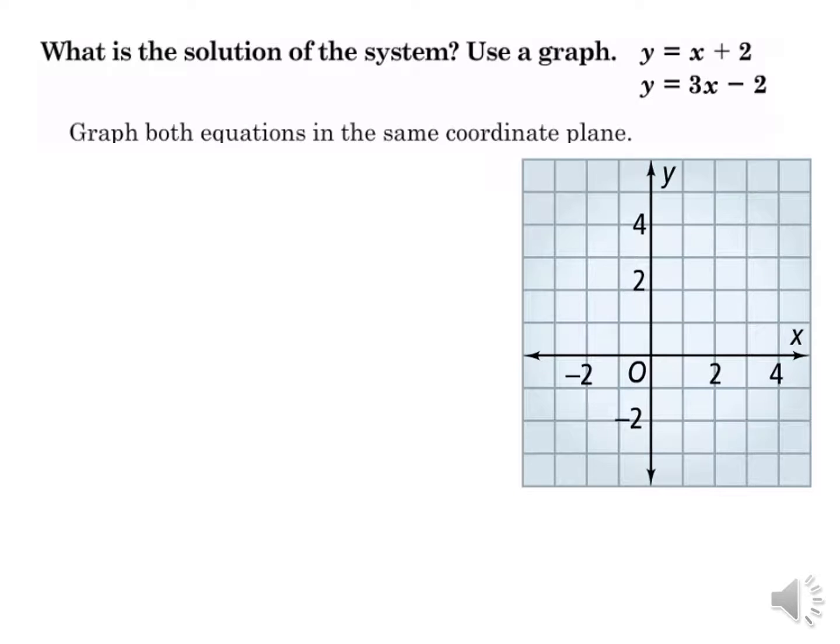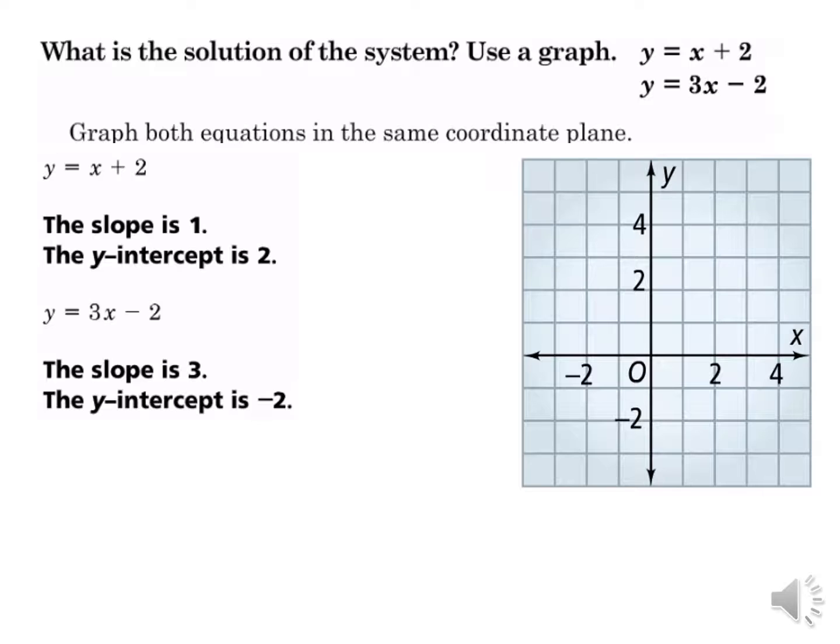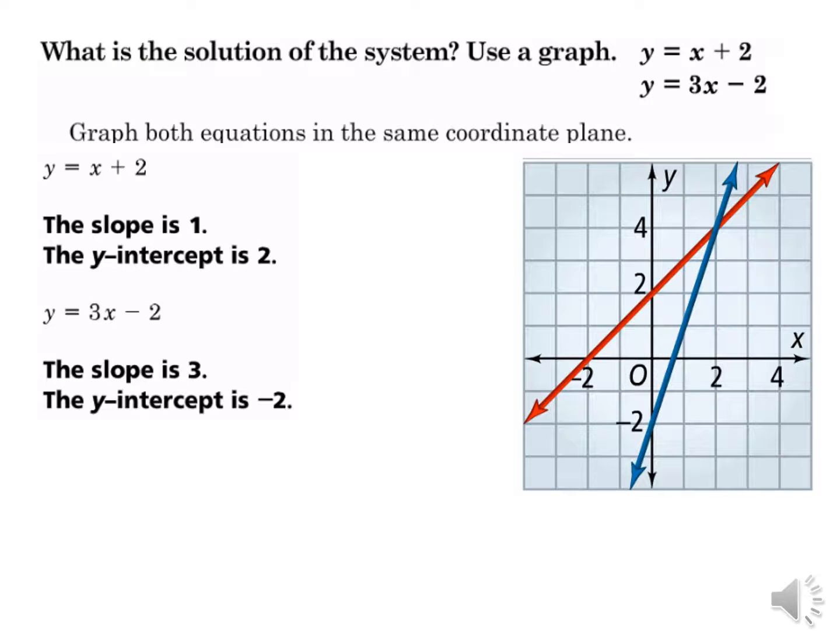What is the solution of the system? Use a graph. All right, here I have two equations. They're both in slope-intercept form. So we're going to graph them and we're going to see where they cross. Now, you guys know how to graph by now. The 2 is the y-intercept. The 1 in front of the x is the slope. And the -2 is the y-intercept. And the 3/1 is the slope. So we just graph. And they cross.